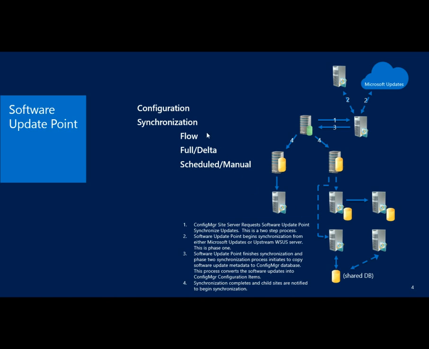So in terms of the synchronization flow, I've got a hierarchy of sorts diagrammed on the screen. I've got a CAS up here and then two child primaries. On the CAS, I have a software update point. On the child primary, I have a software update point. And on this other child primary, I have two software update points. I actually have, it looks like four, but I have two. I'm just showing two different ways that you can configure multiple software update points, which I'll describe in a minute.